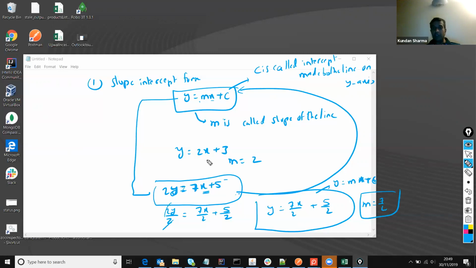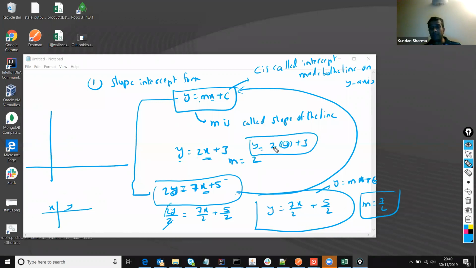So if I say y is equal to 2x plus 3, let us try to plot it. If I have to plot this line, how do I plot it? The easiest way to plot is, we'll always take some value as 0. So let us try to see different values of x and y. Let's say if I put the value of x as 0 in this case, it will be y is equal to 2 times 0 plus 3. So my value of y will be 2 times 0 is 0 plus 3. So if I put the value of x as 0, the value of y comes out to be 3.